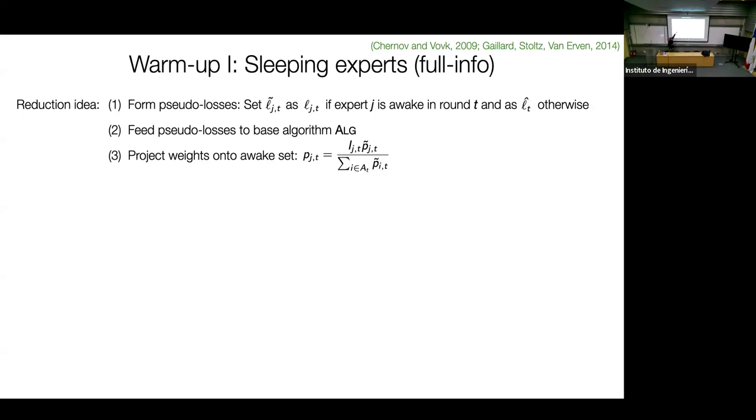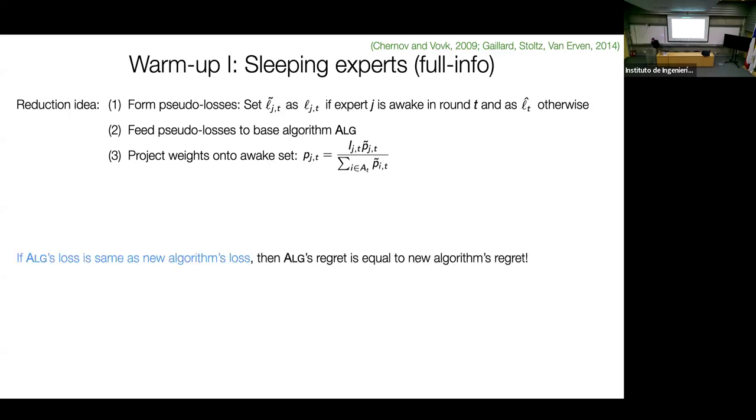And then when we have these pseudo losses, now we have well-defined loss vectors. We can feed them to our algorithm, which only knows about experts that are always awake. That's all it cares about, so it's happy. And then when that algorithm gives us a probability distribution over all the experts, we need to make sure that our new algorithm that we're designing projects that probability distribution onto the set of experts that are actually awake. That's what this last line is doing. Remember, I_JT is an indicator, 0 or 1. So we're setting to 0 all weights for experts that are not available, and then we divide by the sum of the weights of the available experts.